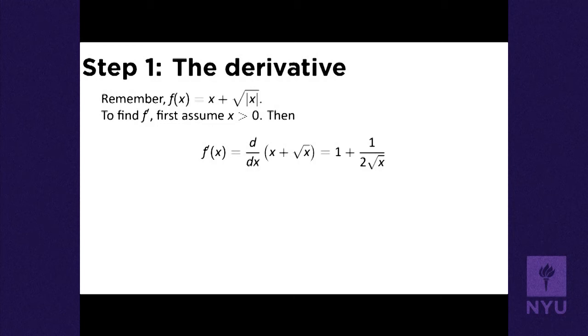The function is x plus the square root of the absolute value of x. And we can't take the derivative of the absolute value of x without taking care as to what x actually is. So let's break it up and assume first that x is positive, because then we can rewrite the function as x plus the square root of x. X is positive, so the absolute value of x is just x. And that we can differentiate the regular way. It's 1 plus 1/2 x to the minus 1/2, which we can write as 1 over 2 square root of x.